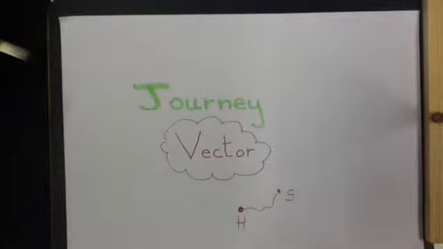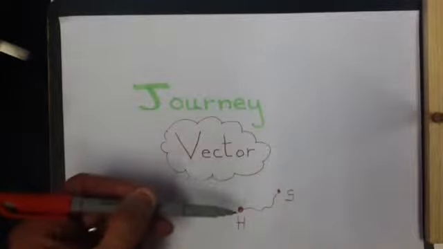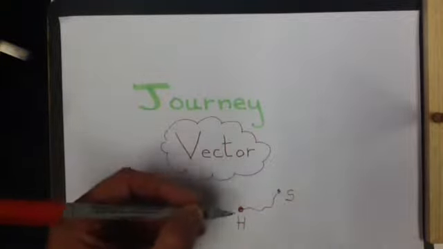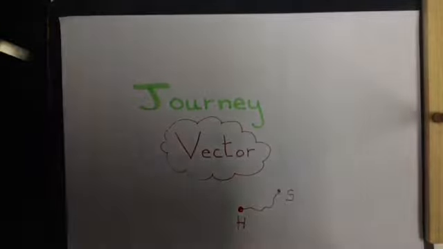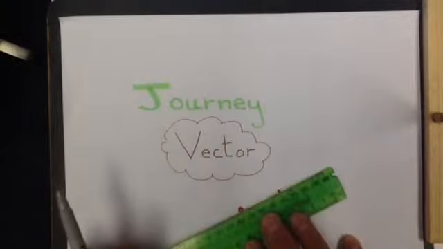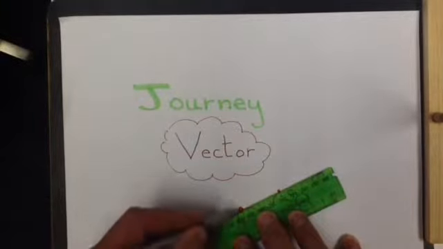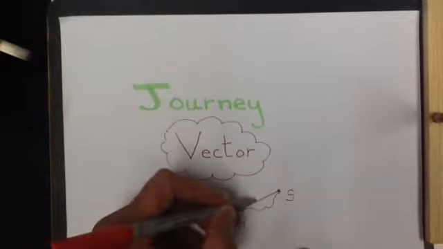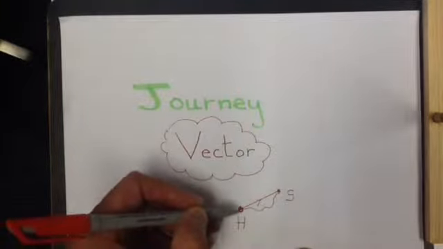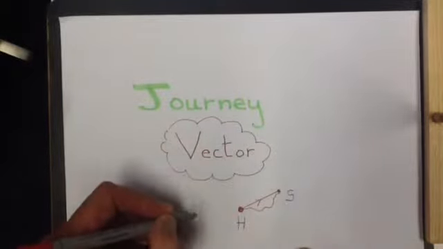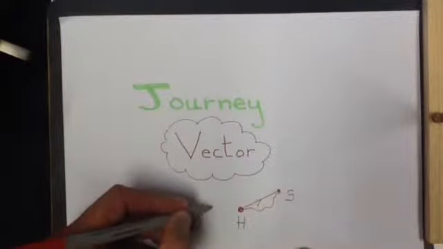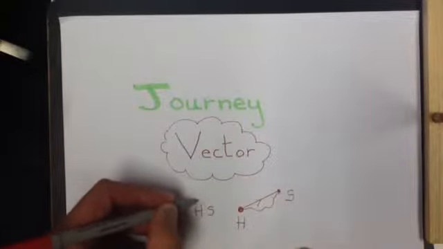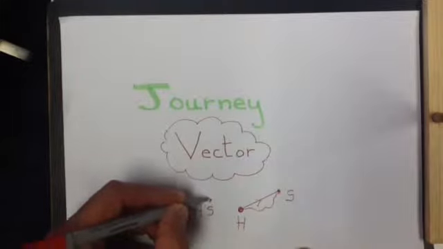Now, in mathematics, our journeys start and finish, but they are straight lines. So we're going to have a straight line from H to S, and we show it with an arrow showing we're going from here to there, and we write it like this: where we start, where we finish, and that shows I go from H to S.